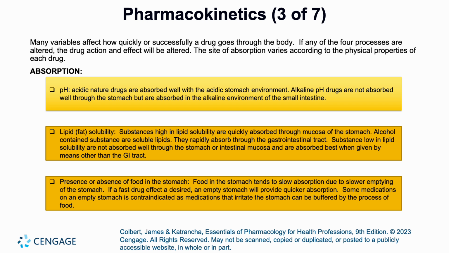So there are different variables that will affect how quickly or successfully a drug goes through the body. And if any of the four processes are altered, the drug action and effect will also be altered. The site of absorption varies according to the physical properties of each drug. In terms of absorption, pH is important.